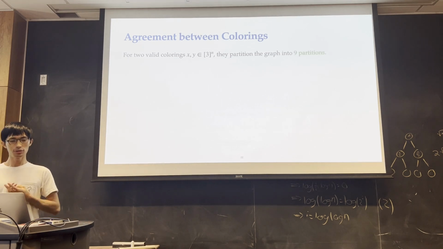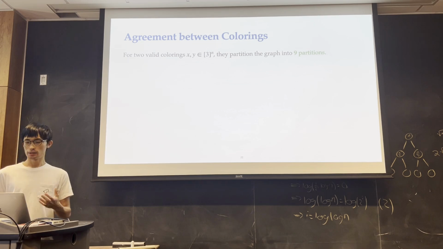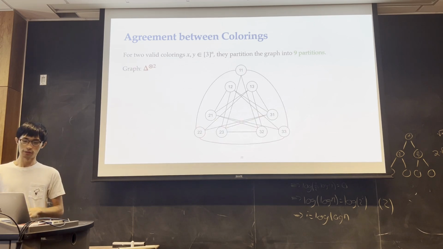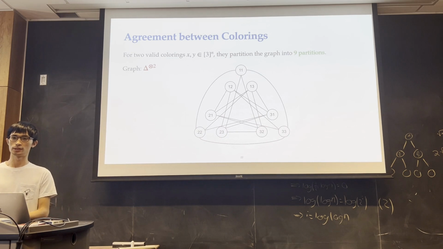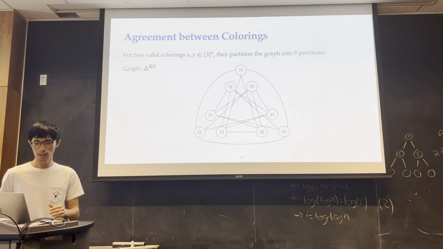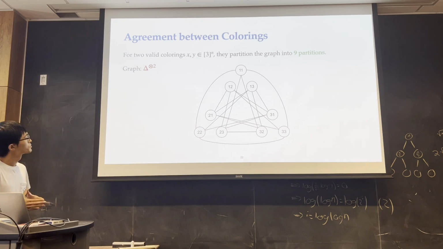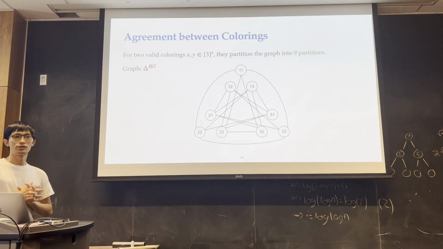So 2 colorings are represented by vectors in {1, 2, 3}. They partition the graph into 9 parts. This is very similar to the previous case for independent sets. For example, the (1, 1) part is the vertices that are labeled 1 by both x and y. And notice that this graph is actually the graph triangle tensor 2.